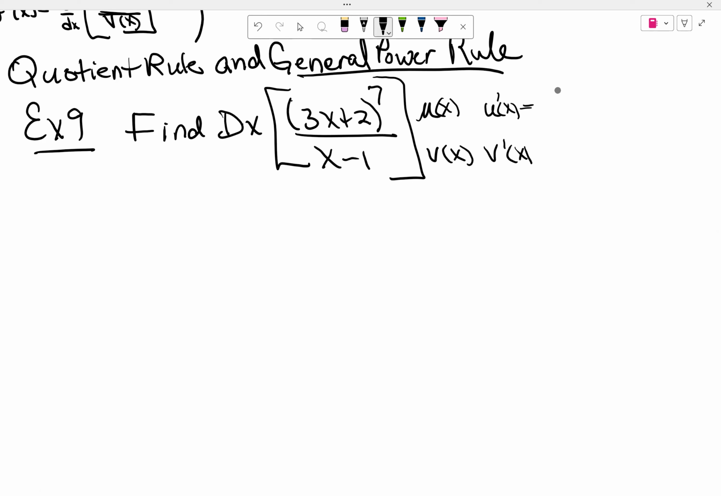is simply going to be 7 times the 3x plus 2. Nothing changed there. This is now minus 1, so 7 minus 1 is 6. Multiplied times the derivative of 3x plus 2, which is just simply 3. The derivative of v of x, since v of x is simply going to be, basically in this case, the derivative is 1. It's that simple.